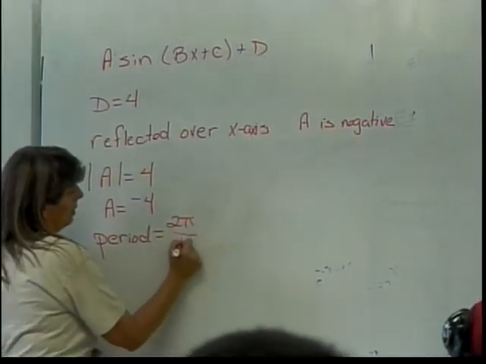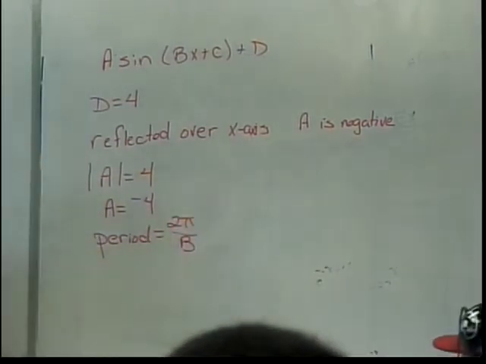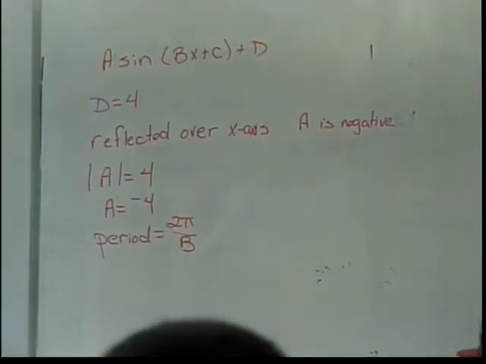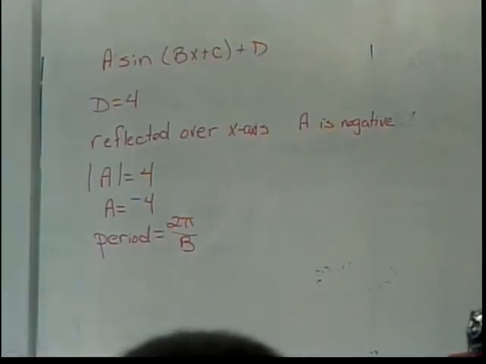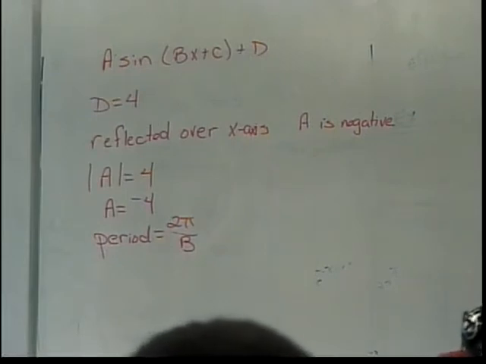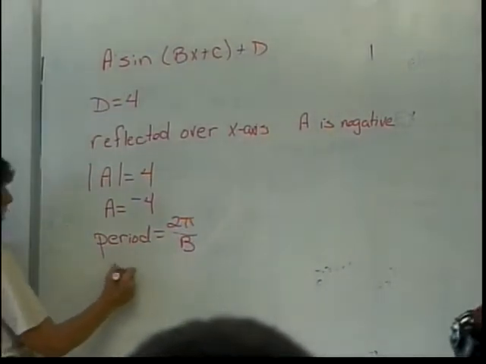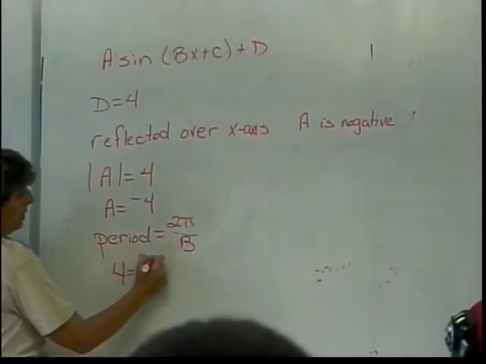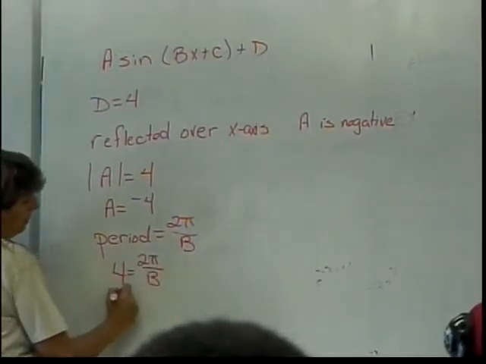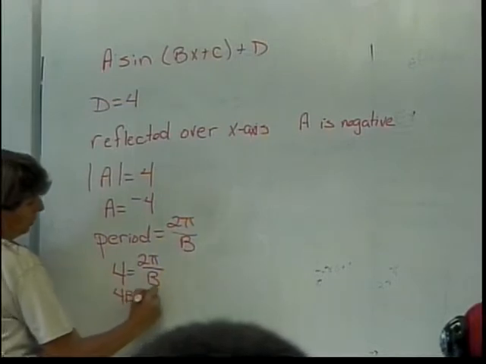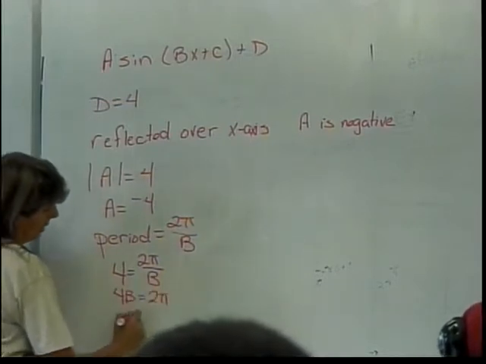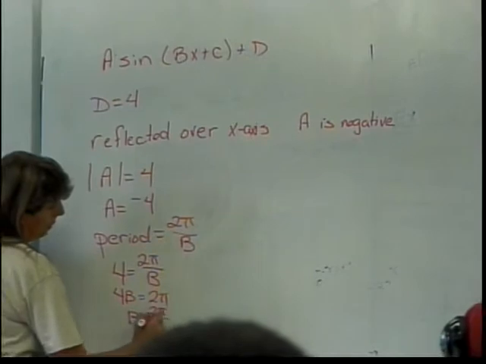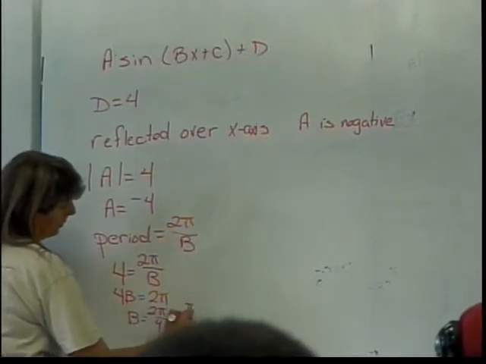divided by B. On this one, the period is probably most easily seen here. At least for me it is. And I count that out. There's 1, 2, 3, 4. So the period is 4. So I have 4 equals 2 pi divided by B. That means 4B is equal to 2 pi. So B is equal to 2 pi divided by 4, which is pi over 2.